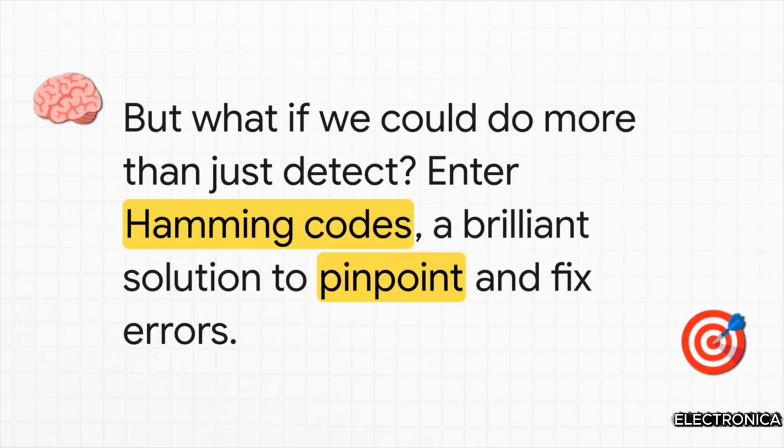But just knowing an error happened isn't always good enough. Sometimes you need to fix it right away without having to ask the sender to send it all over again. So, what if you could add just enough check bits to not only detect an error, but to pinpoint its exact location? Well, for that, we turn to a brilliant solution: Hamming codes.